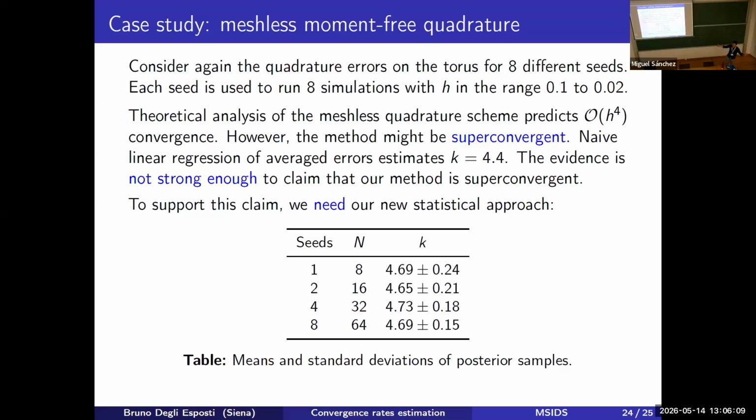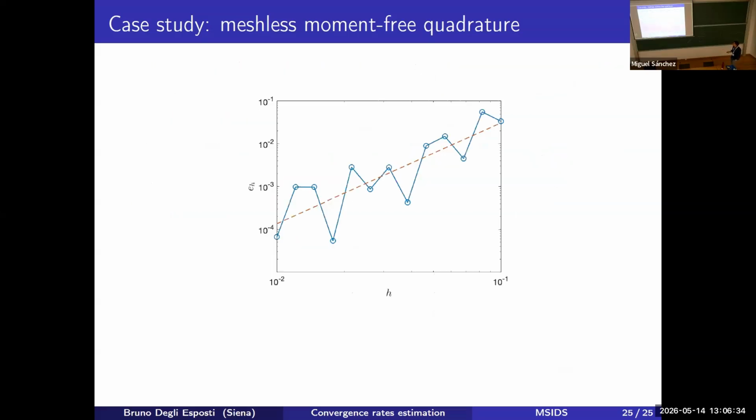Could it be that it's 4? But then as we add more seeds and the number of data points becomes larger, we get 4.69 plus or minus 0.15. Now the chances that it's just a coincidence are much lower. So maybe now we're confident enough to say that it's superconvergent. And if we're not confident enough, we can keep adding more data points and see how the standard deviation decreases.